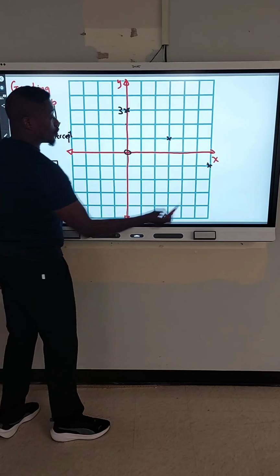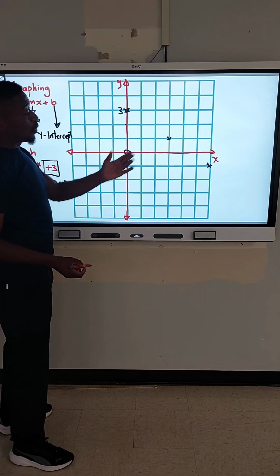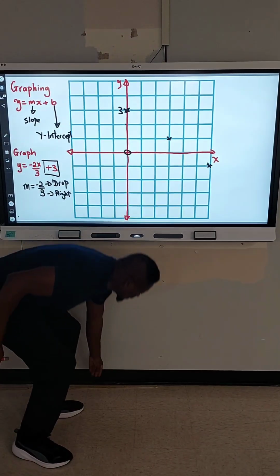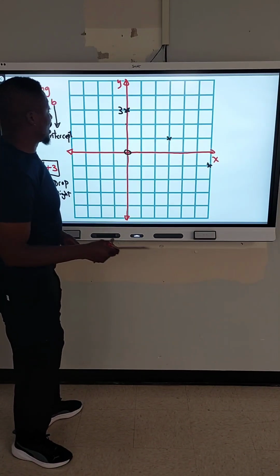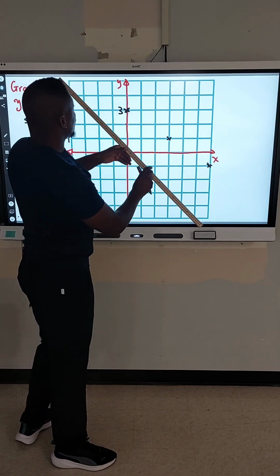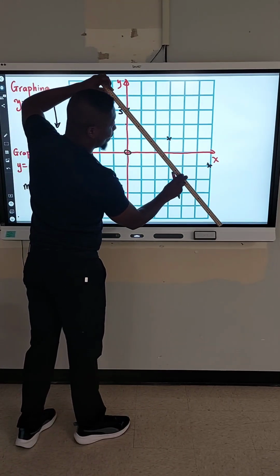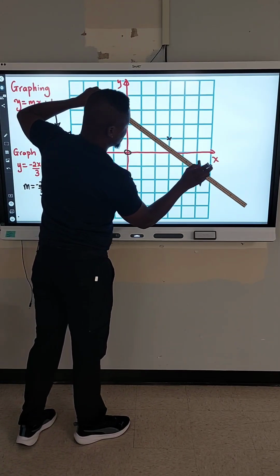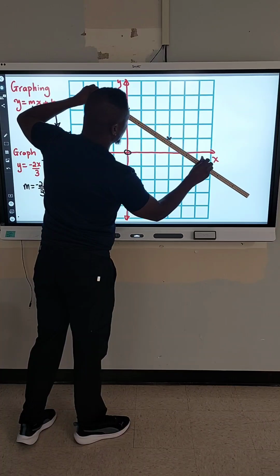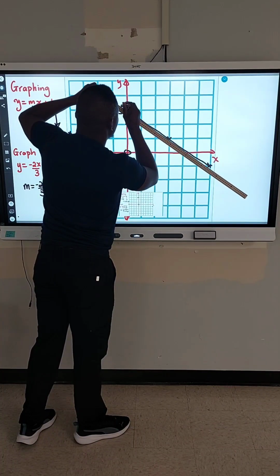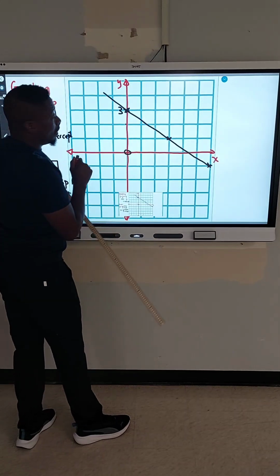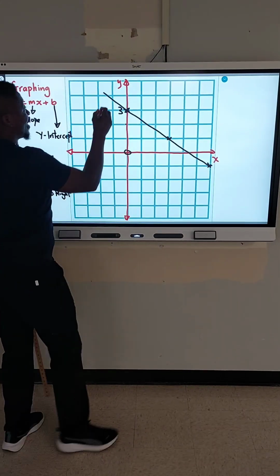We don't have any more room to continue getting points. So this is already showing us that we have a straight line as these points line up. So the next thing is to get a ruler and link the points up to get a straight line. And so we have a graph of that line.